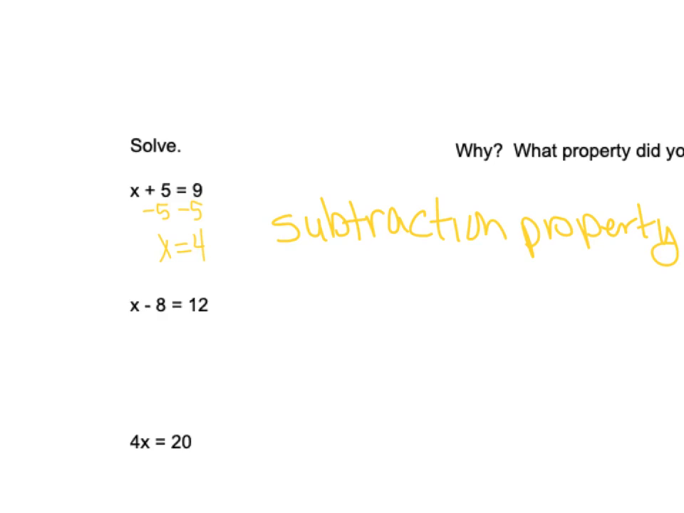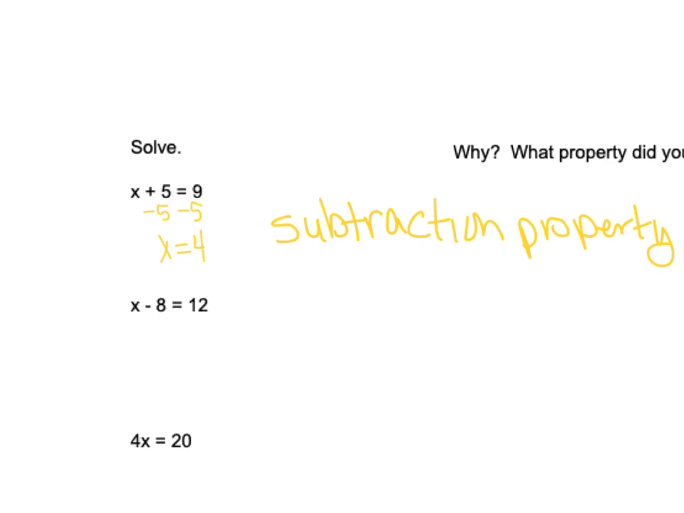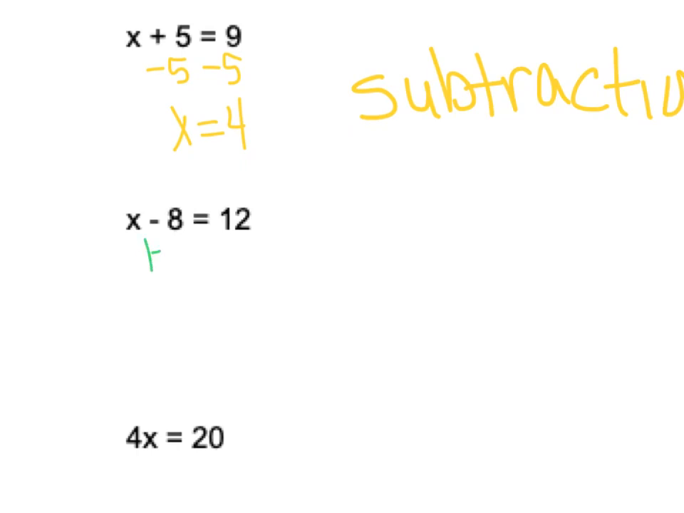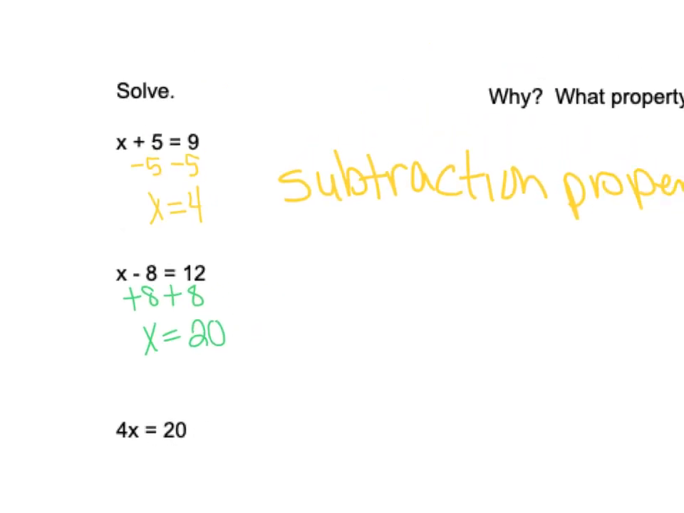Then if we look at the second one, x minus 8 equals 12. Well, what do we do to actually solve that? We add 8 to both sides, and we get that x equals 20. What's the reason we can do that? Why can we add the same thing to both sides and have it remain equal? It's called the addition property of equality.